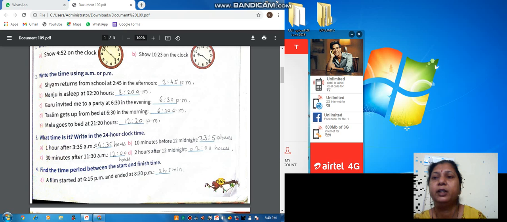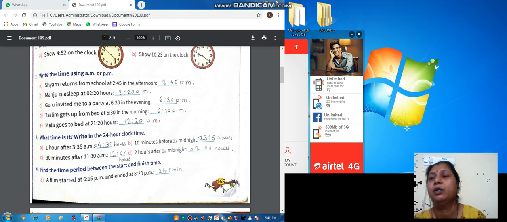30 minutes after 11:30 AM. So it is in the AM, that is in the morning, so we will not need to add the 12, okay? So here 11:30 plus 30, that is 11:60, but there is no 60 minutes, it is a complete 1 hour. So we have to add 11 plus 1, that is 12. So it is 12 hours, okay?